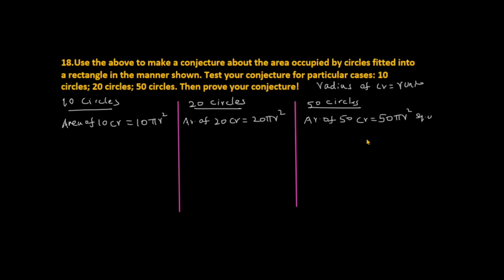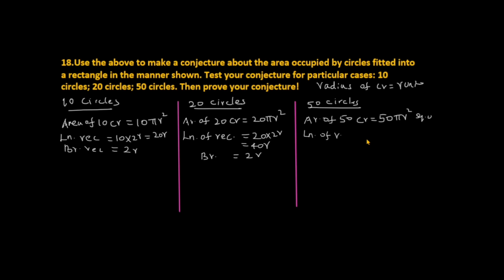Now here 10 circles occupied means the length of rectangle is equal to 10 times 2r. So 20r is the length of the rectangle. Breadth of the rectangle, no change. The diameter is the breadth. When 20 circles are occupied, length is 20 times 2r, so 40r. No change in breadth, breadth is 2r. When 50 circles are occupied, length is 50 into 2r, 100r. Breadth here is 2r units.